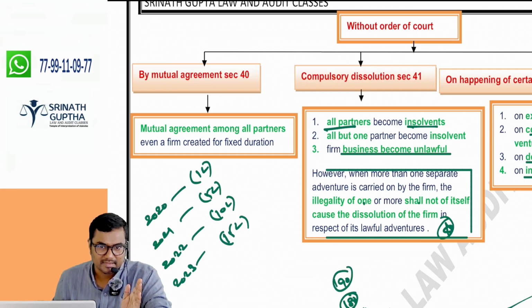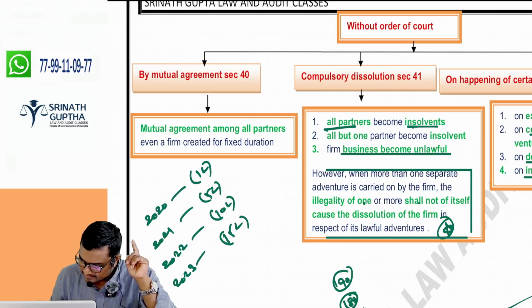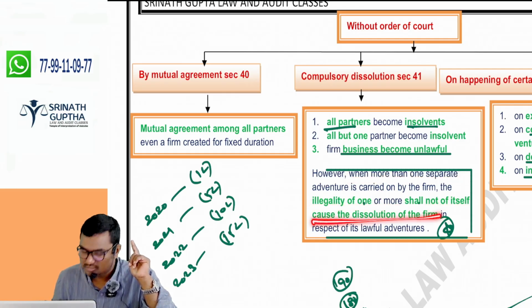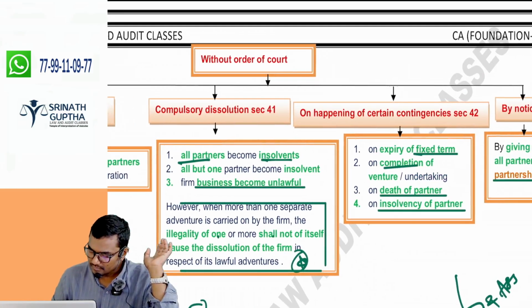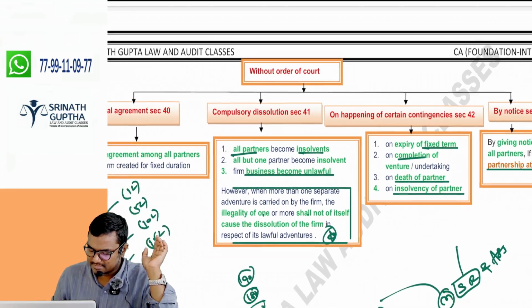Is it clear? It is legal only. The firm will not be dissolved. See, this came in the exam. However, when more than one separate adventure is carried on by a firm, the illegality of one shall not itself cause the dissolution of the firm. Done. Next, on the happening of certain contingencies.